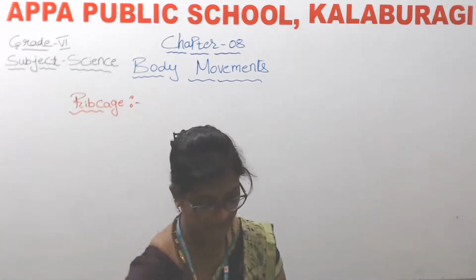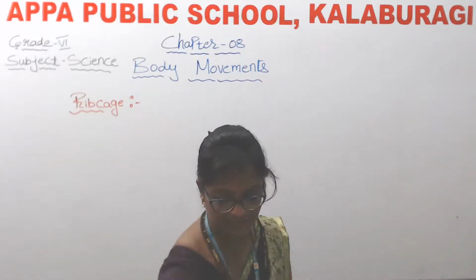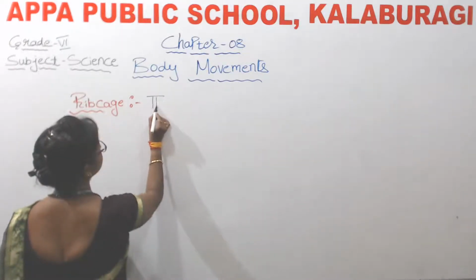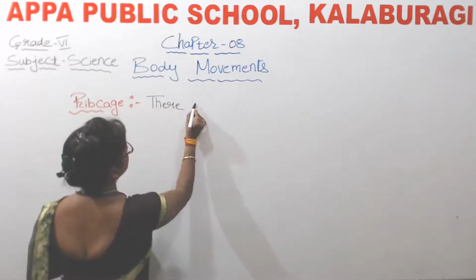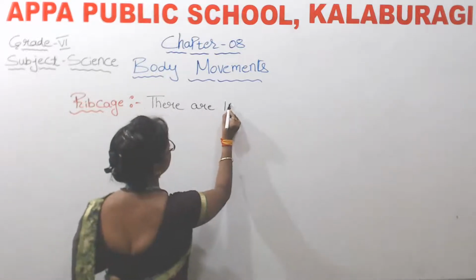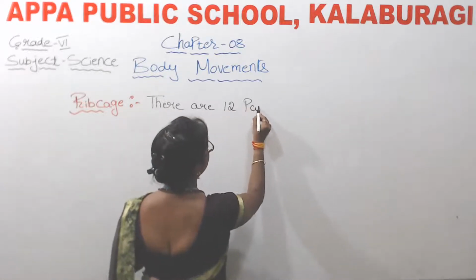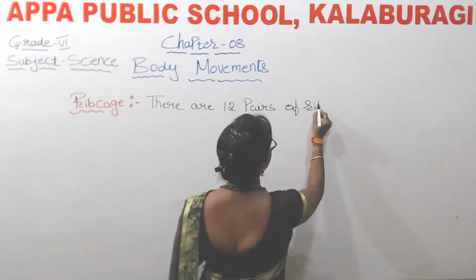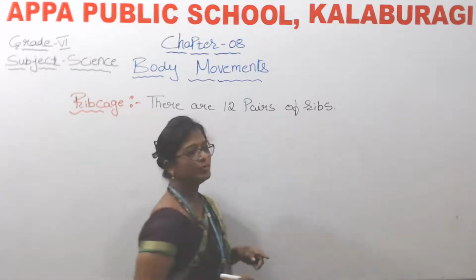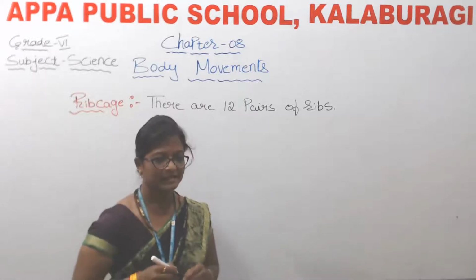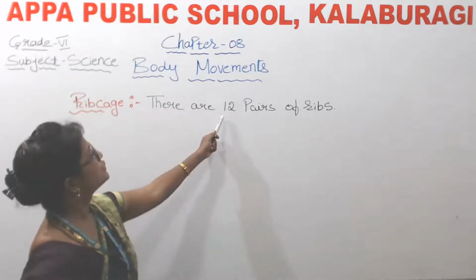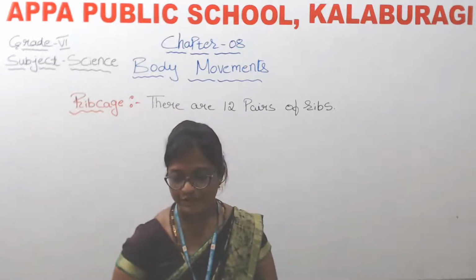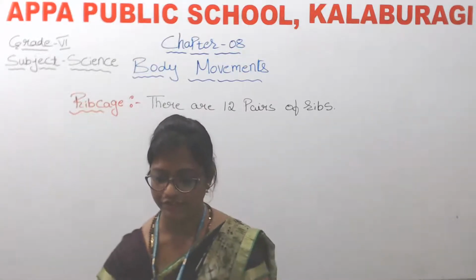So now tell me, how many pairs of ribs are there, children? There are 12 pairs of ribs. So how many pairs of ribs are there? There are 12 pairs of ribs. Okay, so you can see here, children. Let me show you.